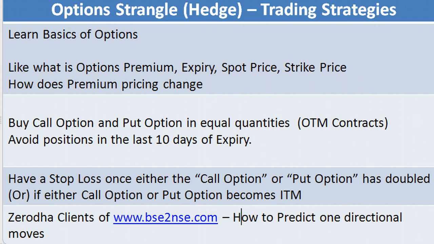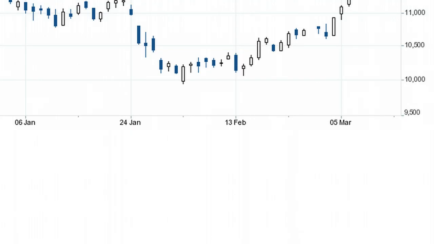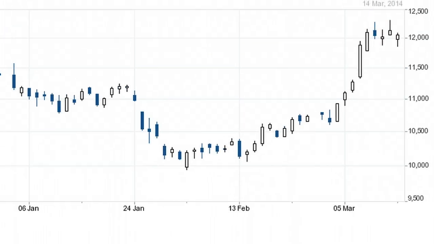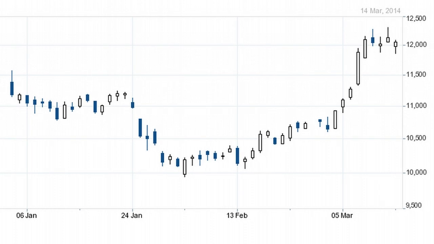So I'll move on to showing and explaining in the chart. This is the Bank Nifty chart, and this is a 3-month chart, and each candlestick represents one day. And at the bottom you can see the dates: 6th Jan, 24th Jan, 15th, 13th Feb, 5th March. And on the right side you can see the values: 9,500, 10,000, 10,500, 11,000, 11,500. So let me explain what hedge strategy means. This is like 5th March.